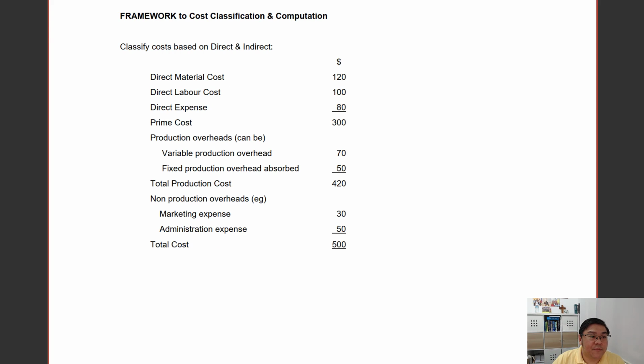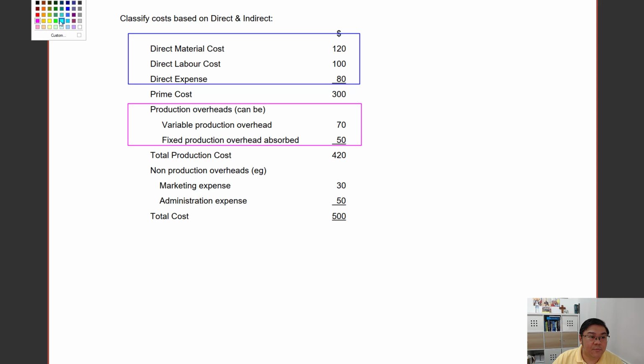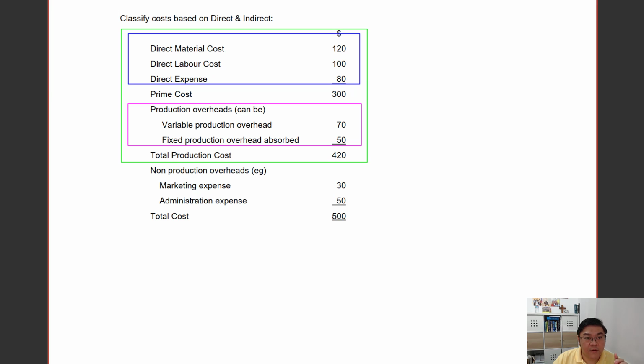That's why the supervisor's salary will become an indirect cost. So the first part is we need to identify how much is the direct cost. That will give us what we call the prime cost. Once you've got the prime cost, then you need to identify the amount of the production overheads. That alone will give us what we call the production cost.